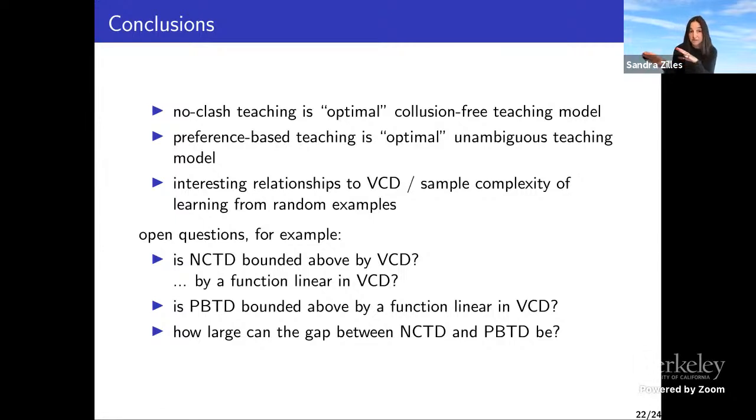So to conclude, we've seen that no-clash teaching is the optimal collusion-free teaching model in the Goldman-Mathias sense. Preference-based teaching is optimal in terms of unambiguity. There are some interesting relationships between VC dimension and sample complexity, learning from random examples, on one side, and learning from teachers on the other side. But there's a bunch of open questions. Can we bound the NCTD above by VC dimension or a function linear in VC dimension? Is the PBTD bounded above by a function linear in the VC dimension? And how large is the gap between those two?